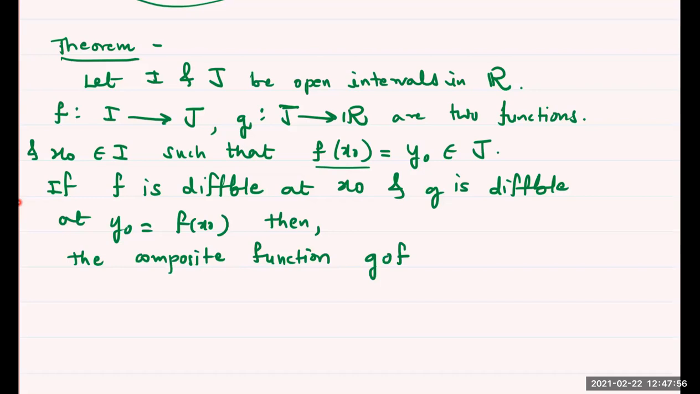So which one happens first? f happens first. Remember, what is inside happens first. g o f, where will it go from and to? See here, f goes from I to J, g goes from J to R. So where will g o f go from and to? You will tell me. I mean, what is the domain of g o f and what is the codomain of g o f?